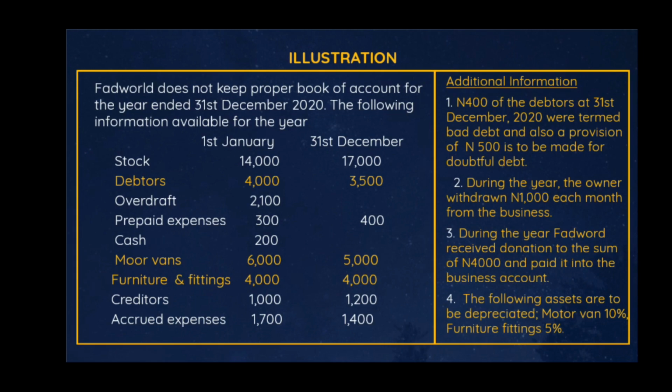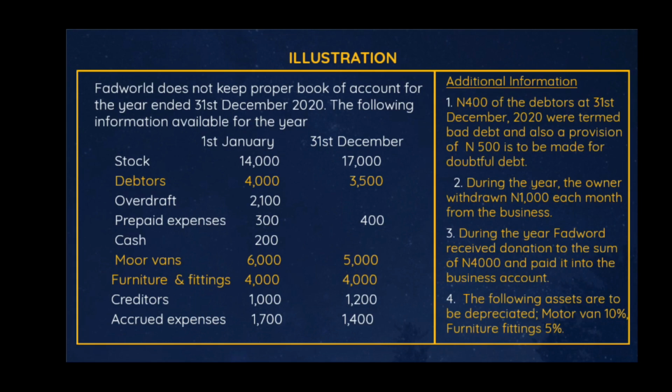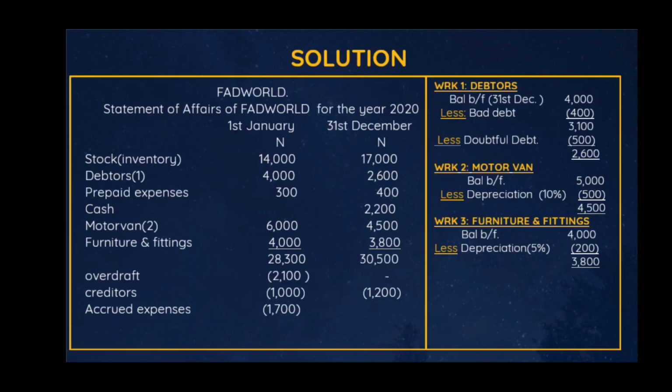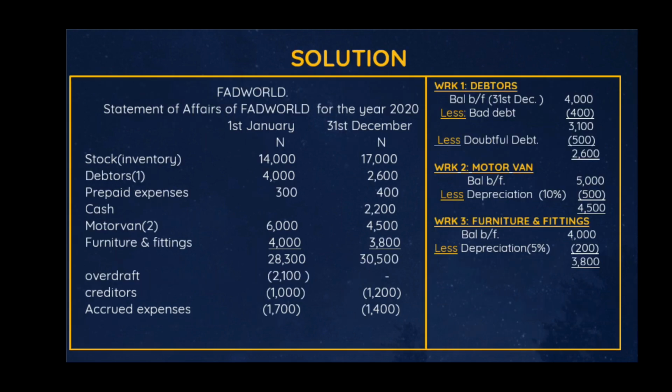Then the next liability you are having is accrued expenses. Accrued expenses at the beginning of the year is 1,700 naira. So under accrued expenses, 1,700 is also a liability. We are going to subtract all those ones. That is the reason why they are being put in bracket. In account, if you want to subtract, we use bracket to indicate subtraction. So at the end of the year, accrued expenses is 1,400. So we are going to subtract 1,400 as at 31st December.